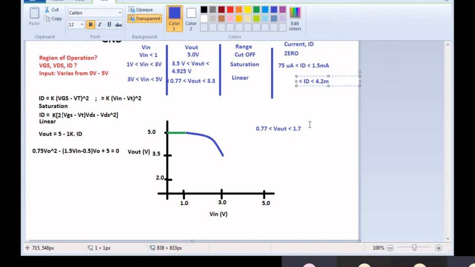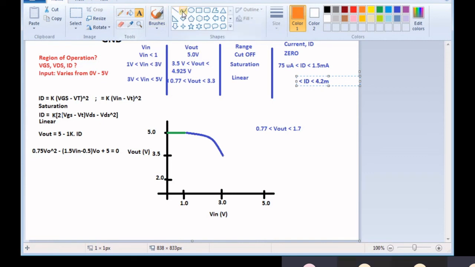Once you calculate the voltage range, we need not calculate the current range by the MOSFET current equation. We can directly put the voltage range divided by R. V out by R will give us that. Can we do it that way? Yes. I think I have done it using the MOSFET equation. We can continue with this. For this region you can do.